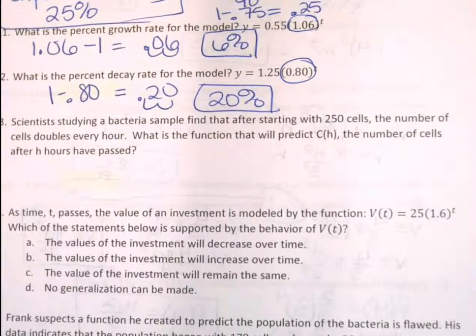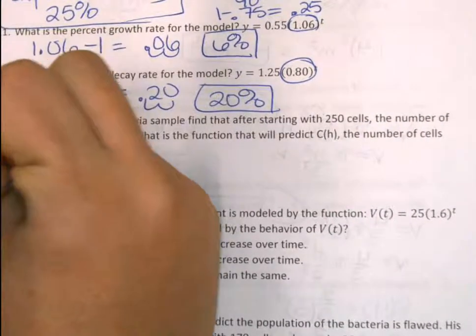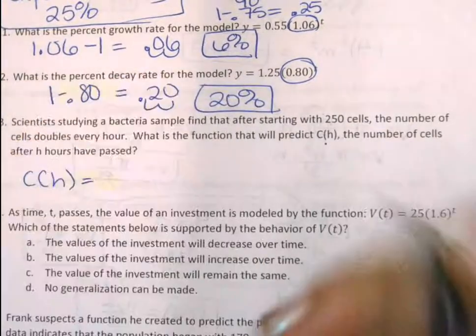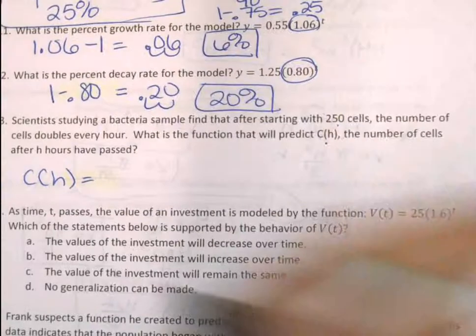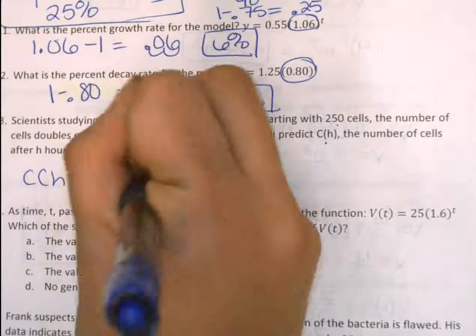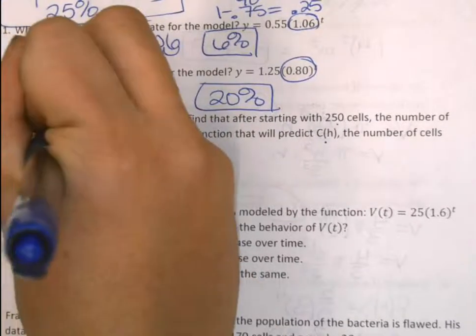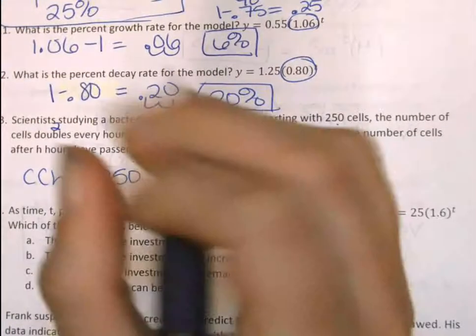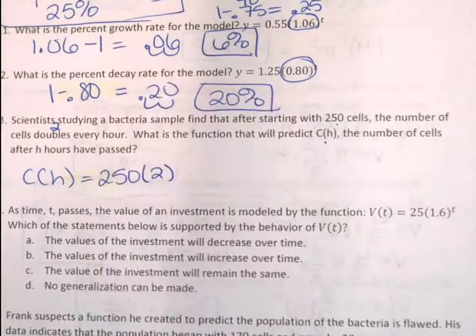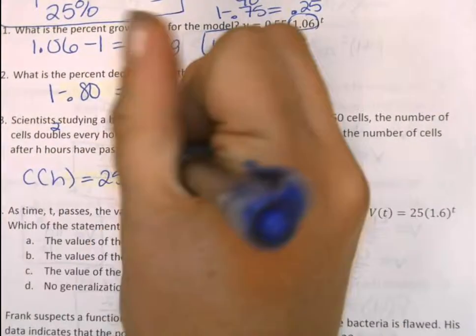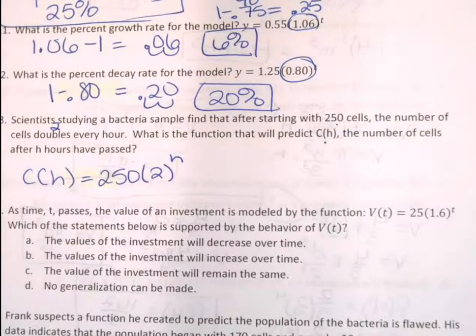Number 13 wants me to write an equation. It tells me it's going to be C of H for the name. And then it tells me it starts with 250 cells. So I know 250 is the number on the outside of the parentheses. Then it tells me they double every hour. Double means 2. So inside the parentheses, I'm going to put a 2. And then it tells me it happens every H hours. So H is my x.